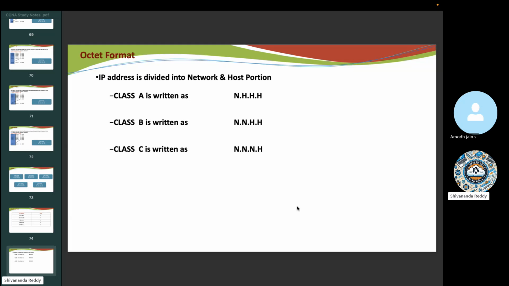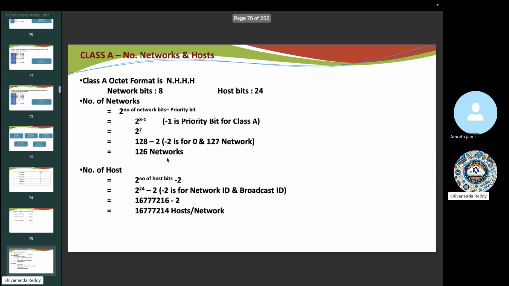Then the octet format. An IP address is divided into network address and host portion. Class A is written as NHH. Remember here, one N means one network, 3 hosts. B is NNHH, 2 networks, 2 hosts. But class C is 3N, 1H, 3 networks, 1 host. Then we need to apply the formula. I'll show this formula application in the next class.